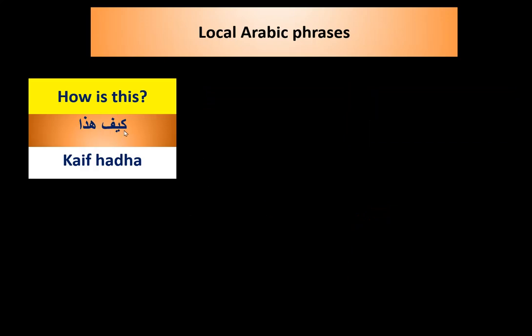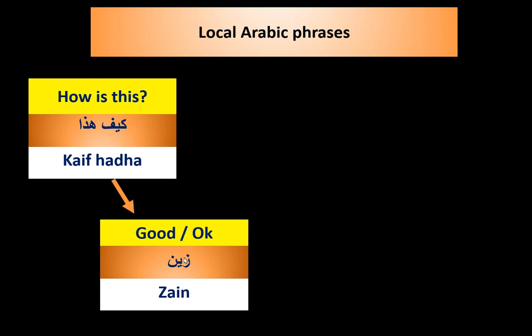How is this? Kaif hada? You are asking about the quality of something. Kaif hada? How is this? The answer will be zain. Zain also means okay. But at the end, I will tell you why we use tayyib, why we use tamam, and why we use zain in different situations. Zain means okay, good.